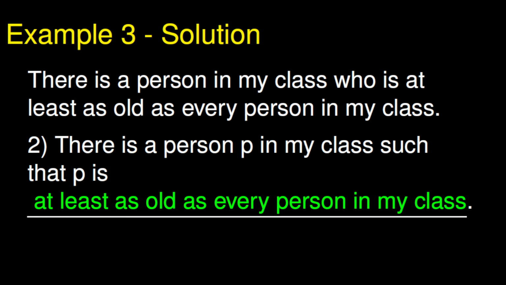In question 3, we start the sentence with, there is a person P in my class with the property that for every person Q in my class, P is. Therefore we should fill the blank with, at least as old as Q. The complete sentence is, there is a person P in my class with the property that for every person Q in my class, P is at least as old as Q.